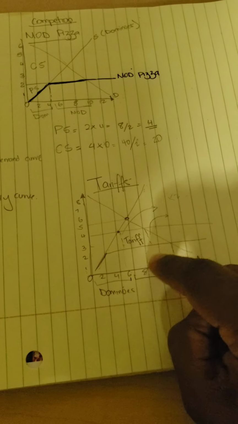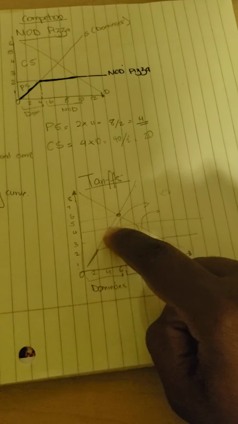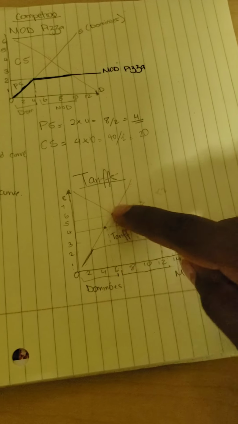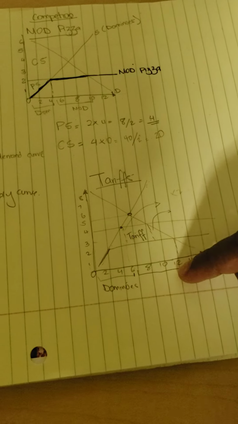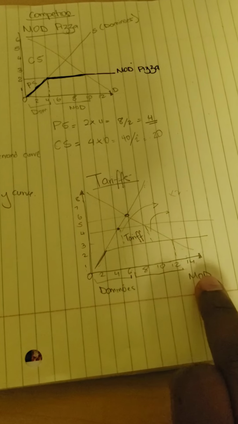Domino's is only able to sell 6 boxes of pizza at $4. But Mod Pizza is able to sell a little bit more. They're able to sell 12 boxes of pizza. So Domino's only gets this, but with the tariffs and all of that, Mod gets that.